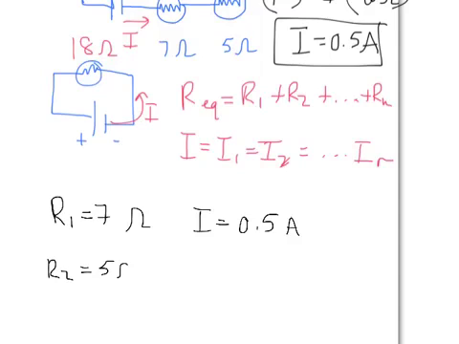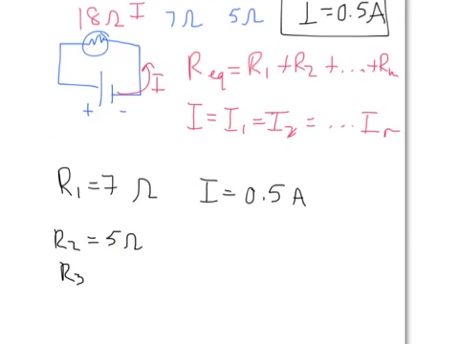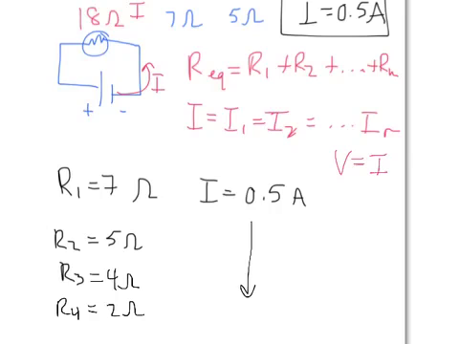R2 is 5 ohms. R3 is 4 ohms. And R4 was 2 ohms. And the current is the same for all of these. So, tell me something. Which of them is going to have the highest potential difference or highest voltage drop across it? R1. Why? Because 7 times 0.5 is higher than the rest. Exactly. Remember, Ohm's law to figure out all this stuff.